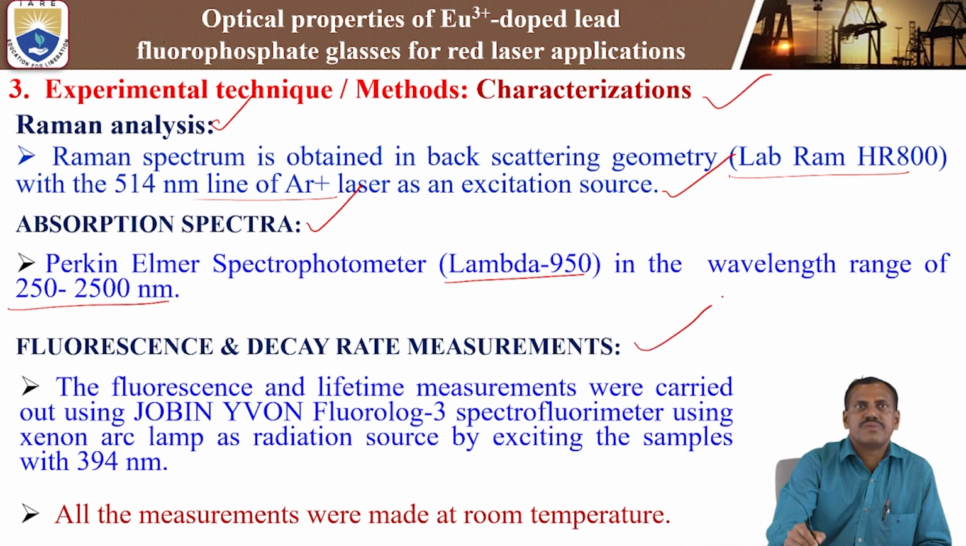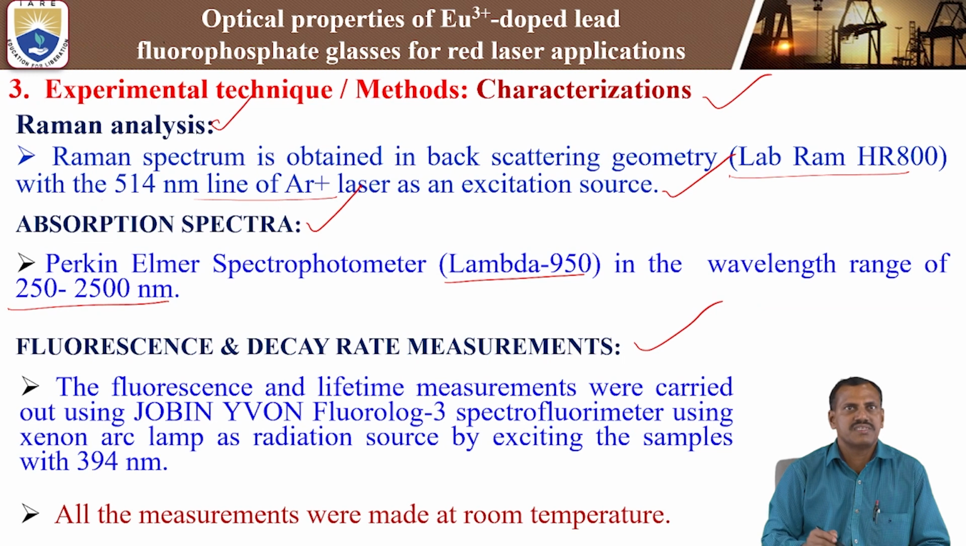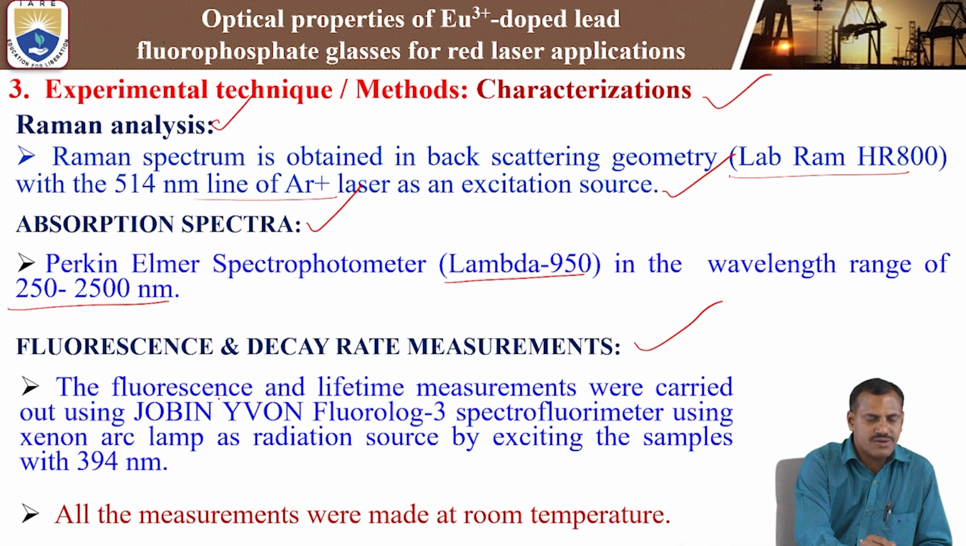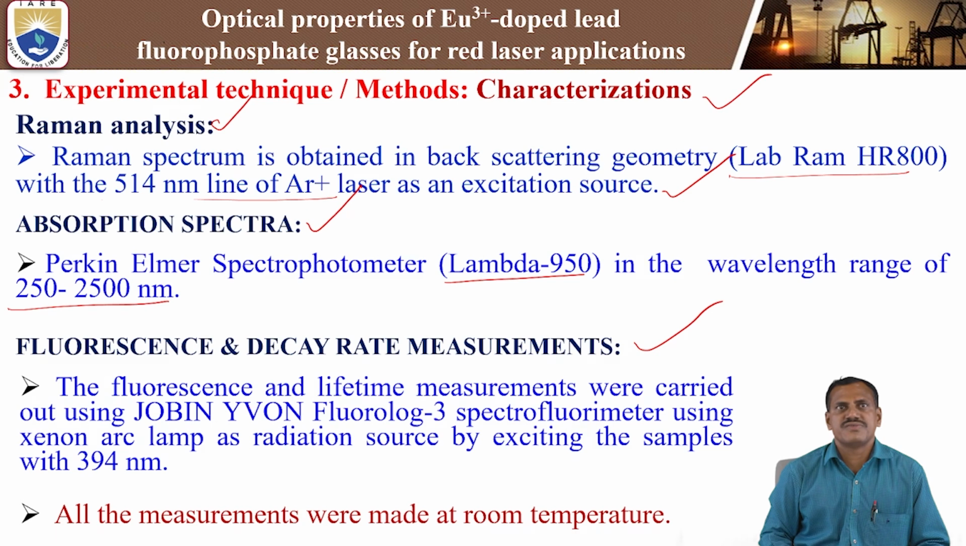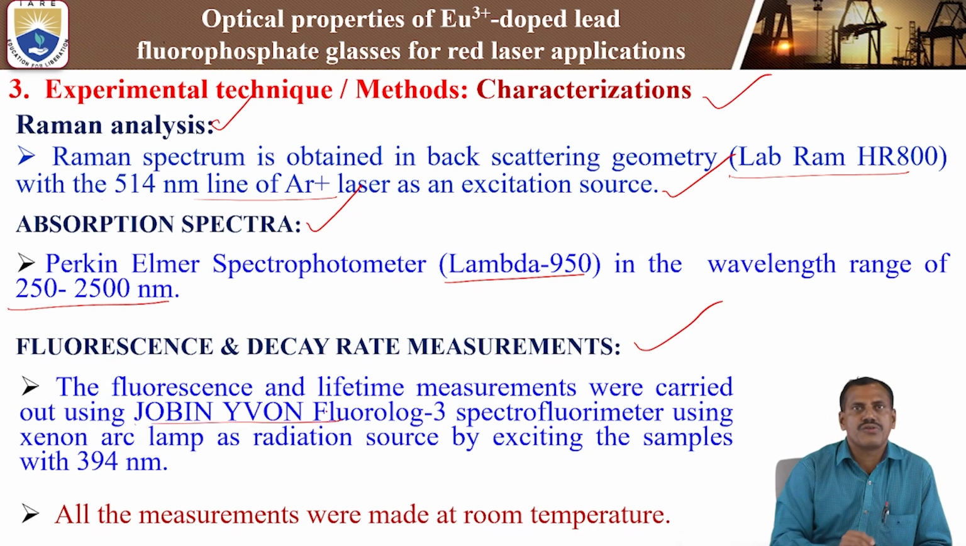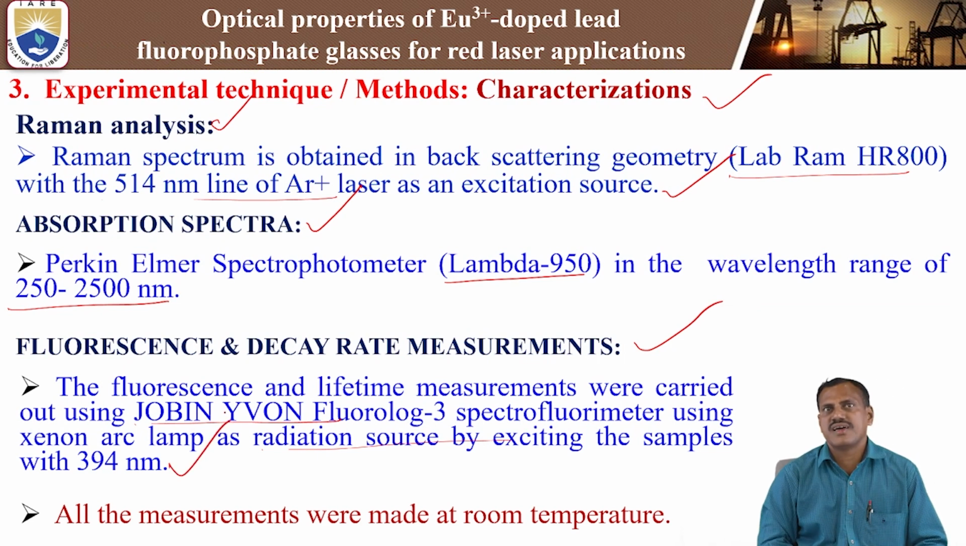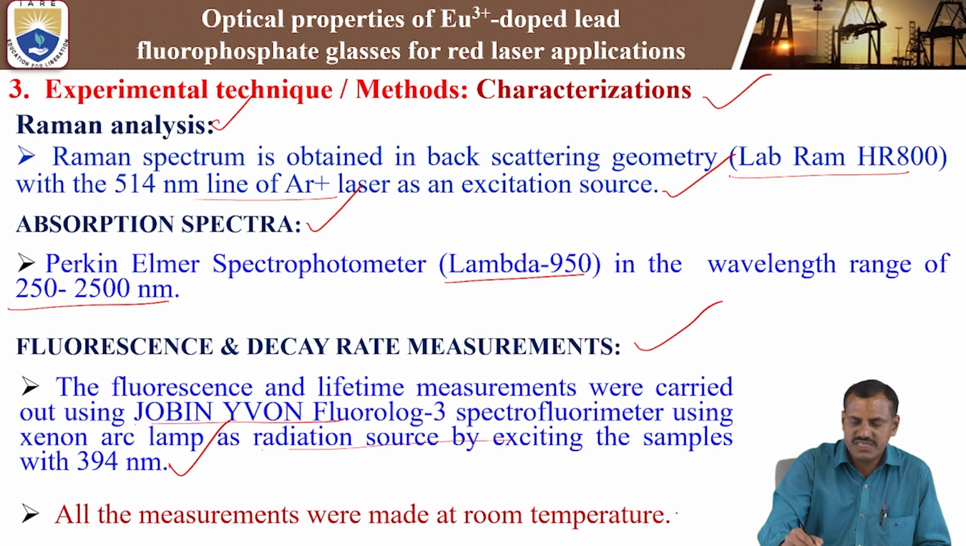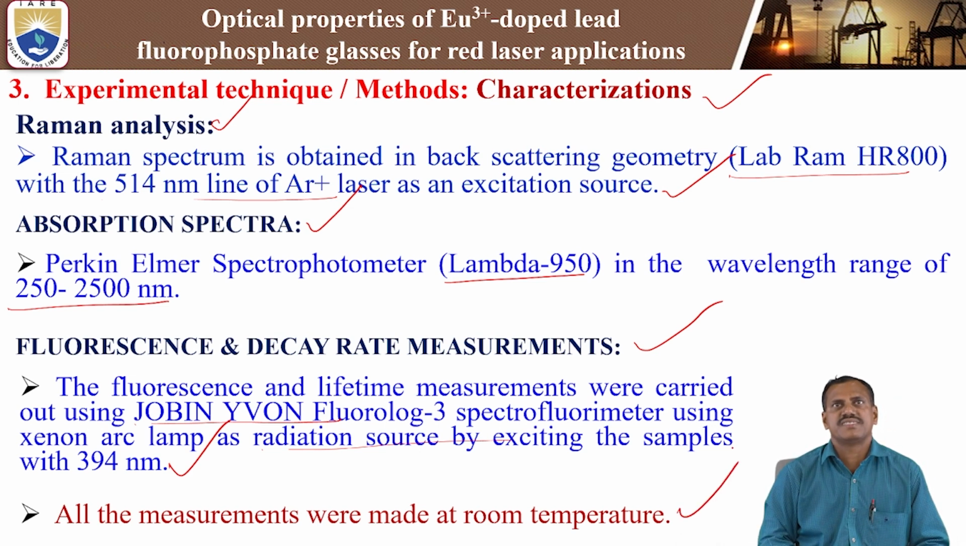After that, we need to measure the fluorescence and decay time, that is, lifetime measurements. The fluorescence and lifetime measurements were carried out using the Jobin Yvon Fluorolog 3 spectrofluorimeter, using a xenon arc lamp radiation source, exciting the samples at 394 nanometer. All the measurements are made at room temperature. So these are the experimental methods for the different characterizations: Raman spectrum, absorption spectra, and fluorescence and lifetime measurements.